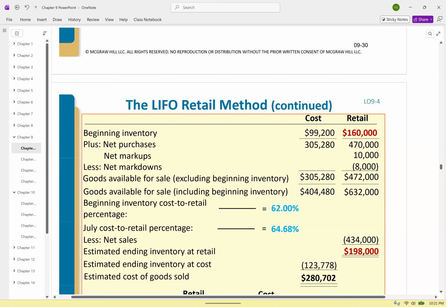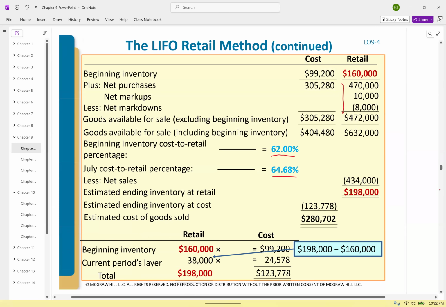So then we have goods available for sale, excluding the beginning inventory right here. Then goods available for sale, including the beginning. So you see that 305,280 is just what this number is right here. If we were to do the math, the 472 only includes these numbers. So the reason we're doing that is because we're going to find two percentages. We're going to find the beginning and then we're going to find the current period. This one is 64.68%.